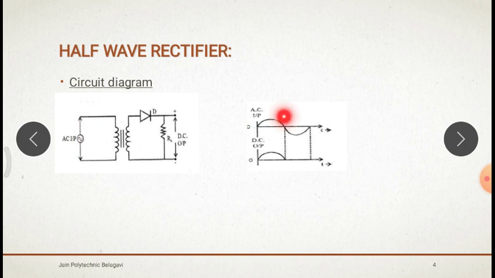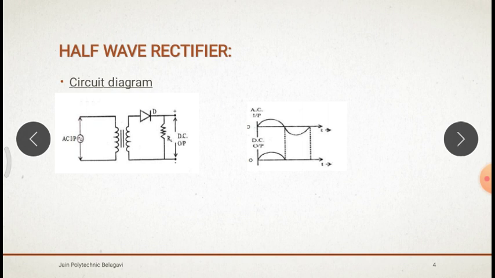But what happens during the negative half cycle? During the negative half cycle, this side will become negative and here it will become positive. Negative to the anode means it is in reverse bias. The diode will not work in the reverse bias condition. It will not conduct, so at that time your output will be zero. So you will not get 100% DC output in the half wave rectifier circuit, because it conducts only during the positive half cycle. To overcome this we use the full wave rectifier, which I'll explain in the next video.